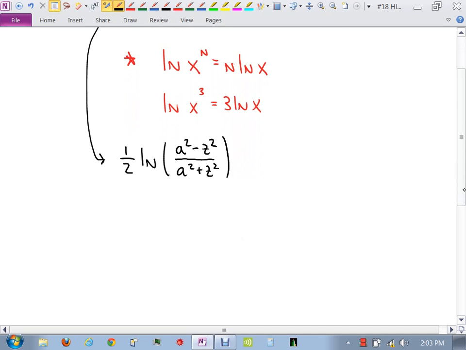Okay, I think now I'm ready for the derivative. The derivative, h prime of z, will be equal to, well, the 1/2 is a constant, so I'm just going to leave it 1/2, times, what's the derivative of natural log of some junk? 1 over the junk, right? 1 over that junk.